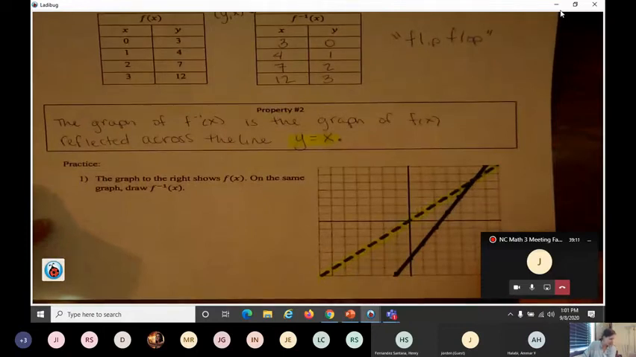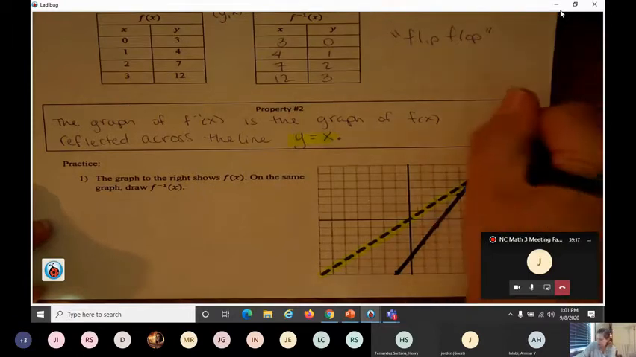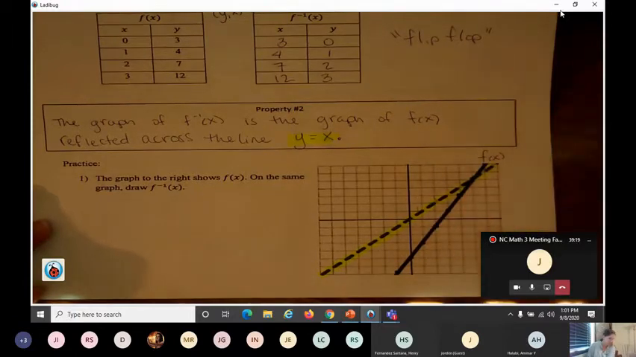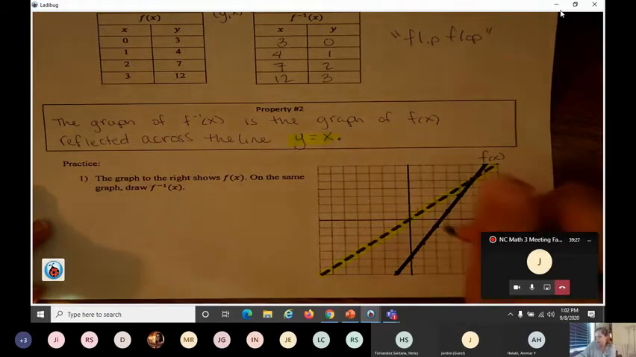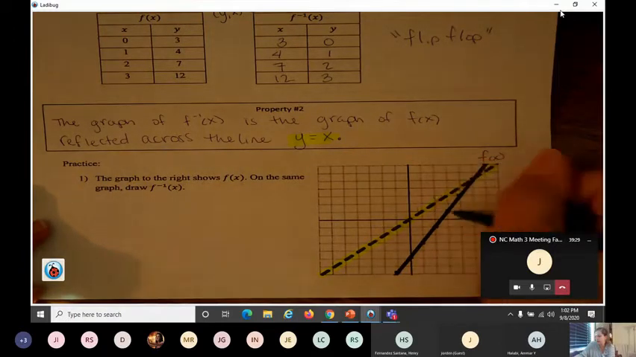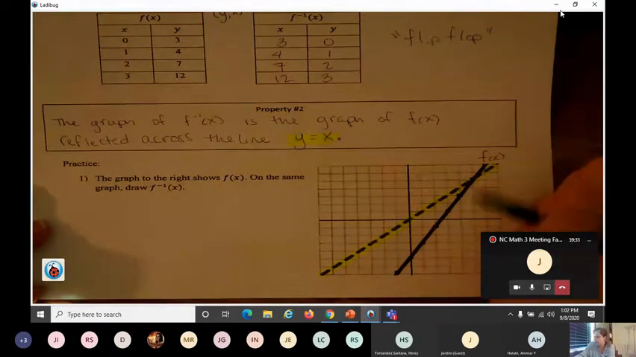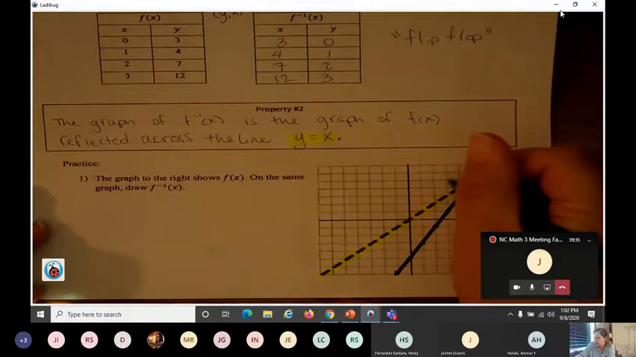So it says in the practice, the graph to the right shows f of x. Okay, so this right here is f of x, this big solid line. This is on the same graph. Draw f inverse of x. Okay, now there are little points dotted on this. So if you're really good at visualizing, you can say, oh, this one right here is right across.